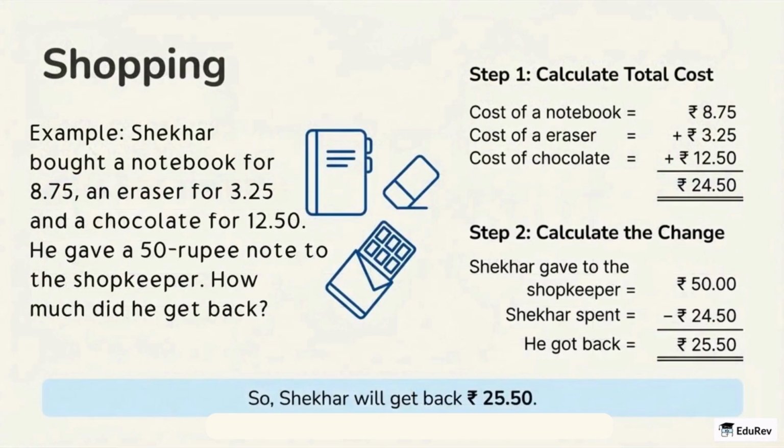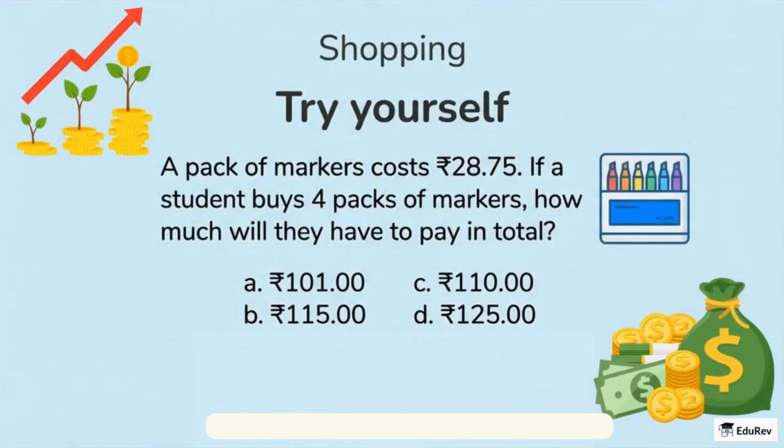Here's a short shopping example to practice change. If someone buys a notebook for 8.75, an eraser for 3.25, and a chocolate for 12.50, first add those to find total spending. 8.75 plus 3.25 plus 12.50 equals 24.50. If they give a 50 rupee note to the shopkeeper, subtract the amount spent from 50 and the change they receive is 25.50.